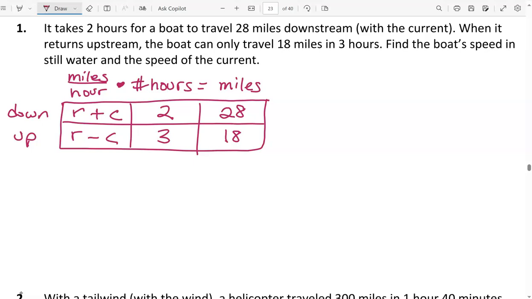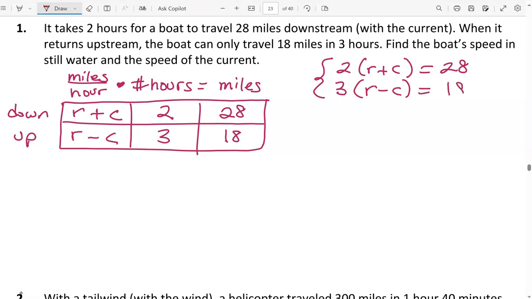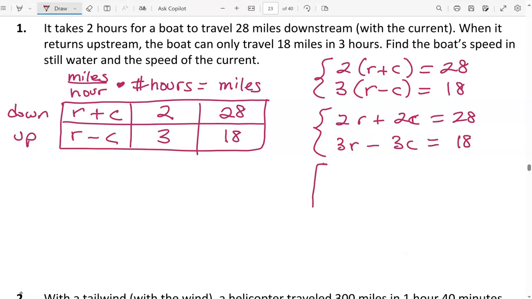So if you use the formula up at the top, the miles per hour times the hours is 2 times r plus c, and that equals the number of miles, 28. For the trip upstream, 3 times r minus c, the rate times the time, is equal to 18, the number of miles traveled. We're going to go ahead and put that in standard form. When put in standard form, 2r plus 2c is equal to 28, and then 3r minus 3c is equal to 18. We can write that as a matrix.